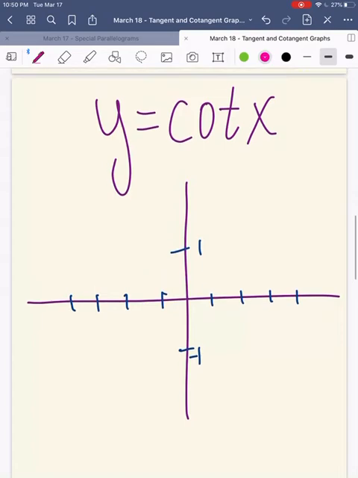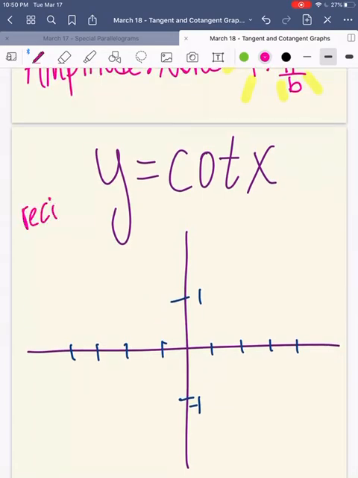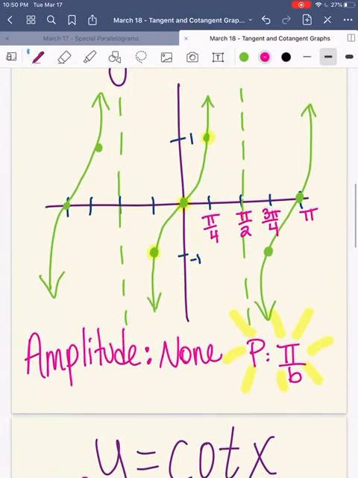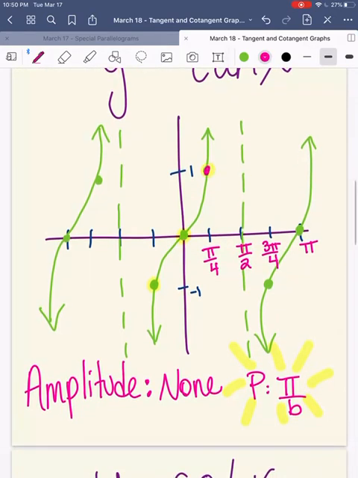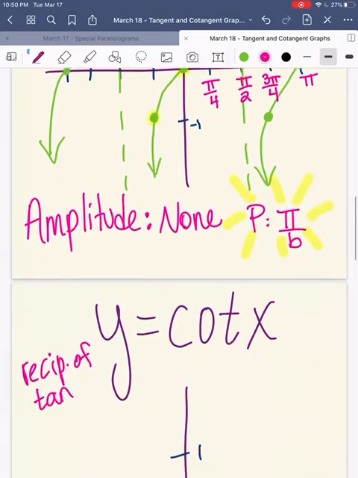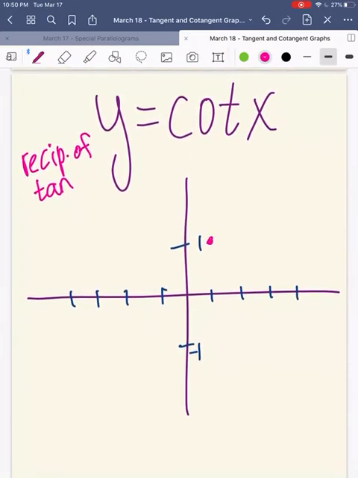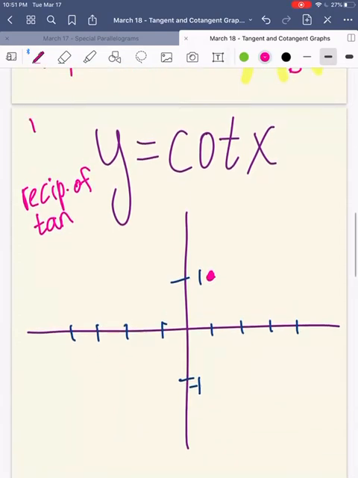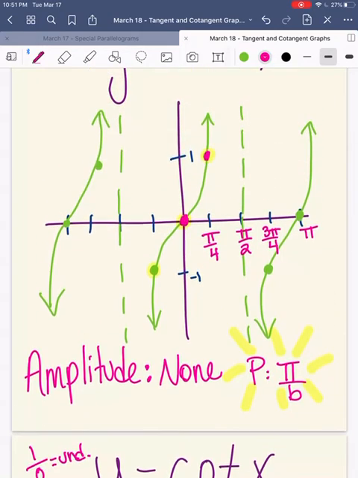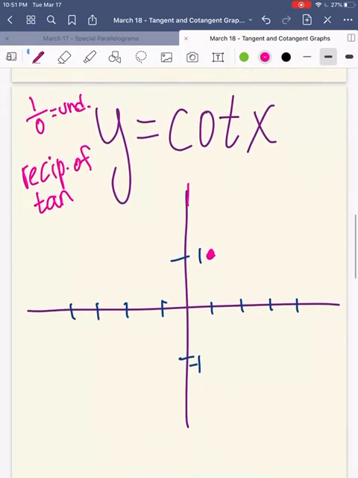All right, let's talk about cotan. Cotan is the reciprocal of tan. So we're going to talk about what we did with secant and cosecant 2 days ago on Monday. If we were to take this point here on tangent and reciprocate it, it's still going to be at 1. So this one's going to be at 1. Now, if we reciprocate a 0 point, which equals undefined, where this graph was touching at 0, it's now going to be undefined. So that means we have a dotted line here.